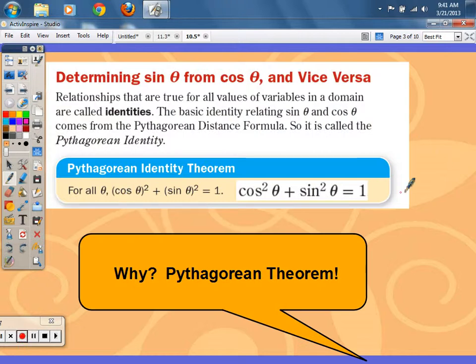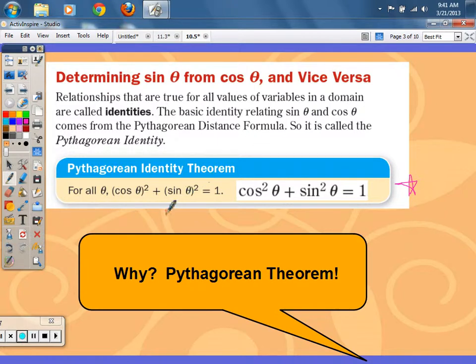Okay, this will be useful on the ACT. They almost always throw this trig identity in there. You're going to learn lots and lots of identities next year in trigonometry. An identity is something that is always true for all variables. This first one's called the Pythagorean identity, because it comes from the Pythagorean theorem.